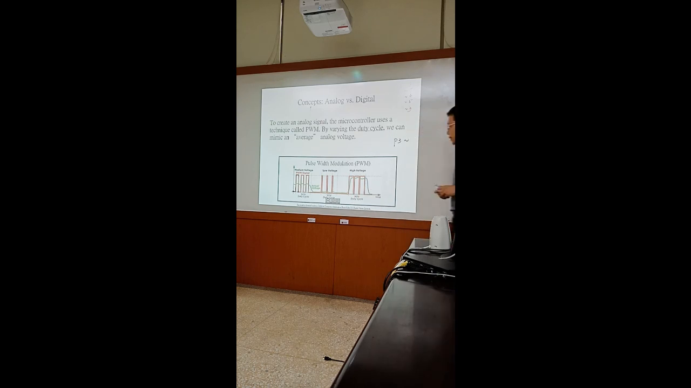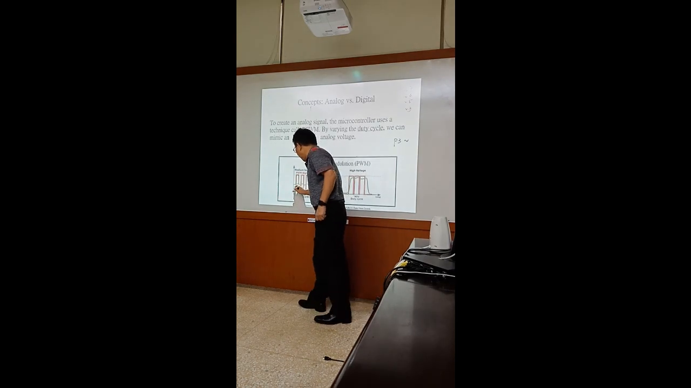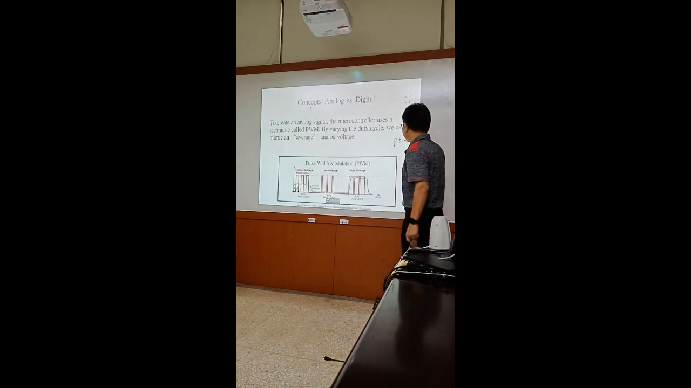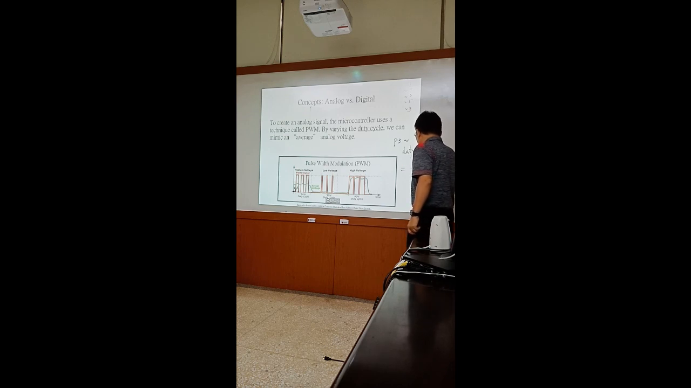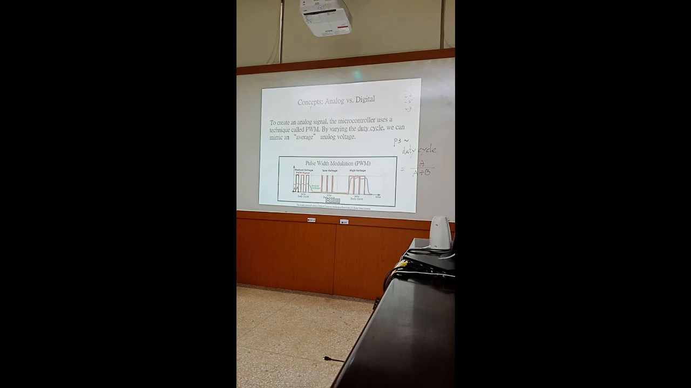If we say that this low area is A, high area is B, then the duty cycle is A over B. Duty cycle means the proportion we have in the output. We say that is the duty cycle of this circuit.